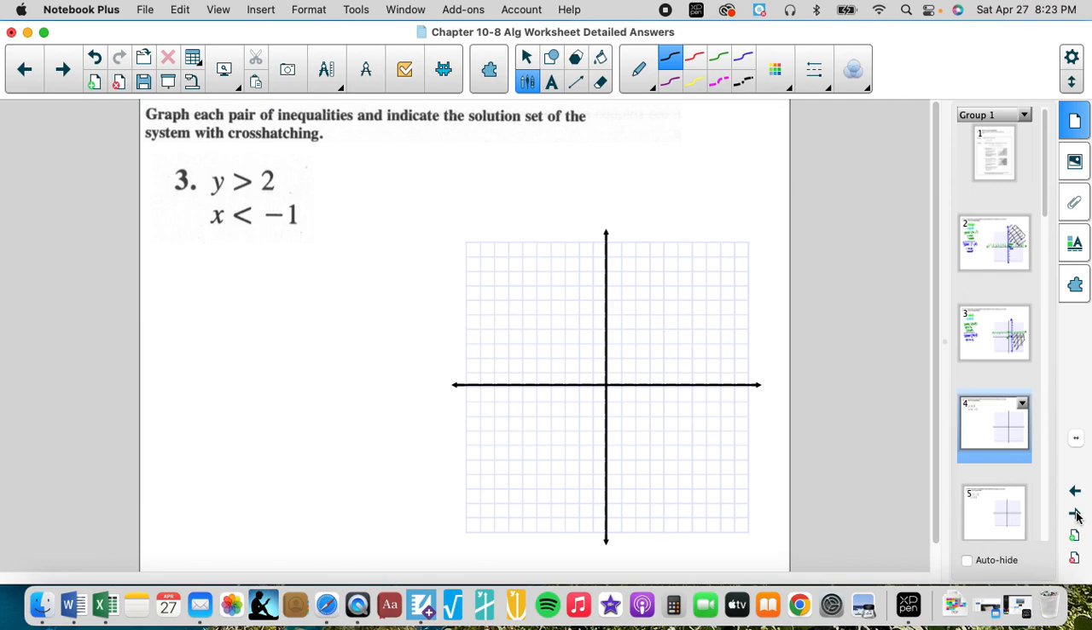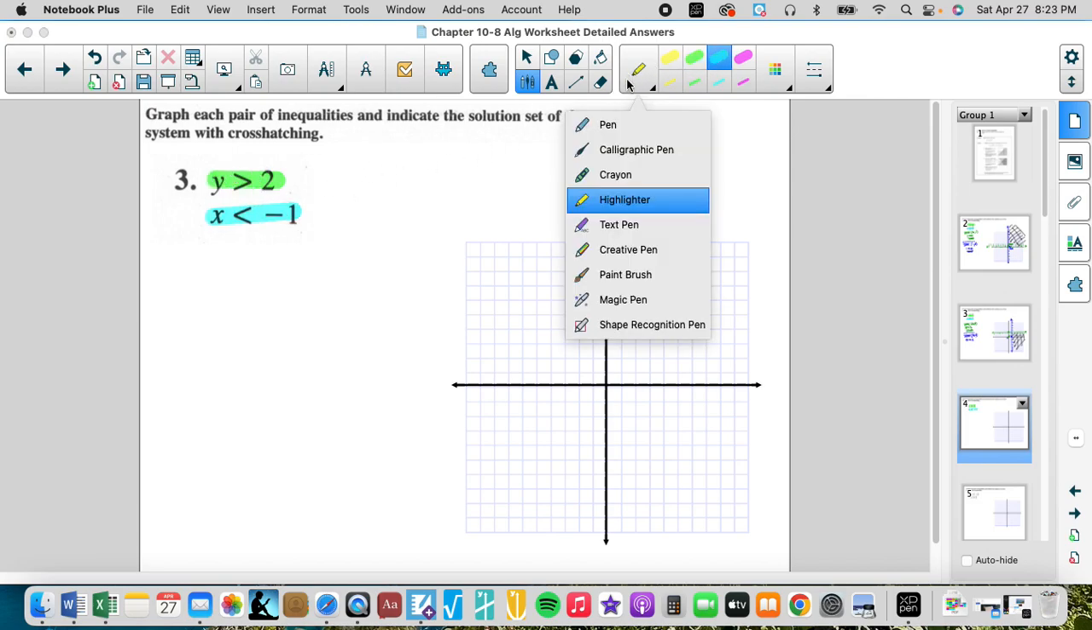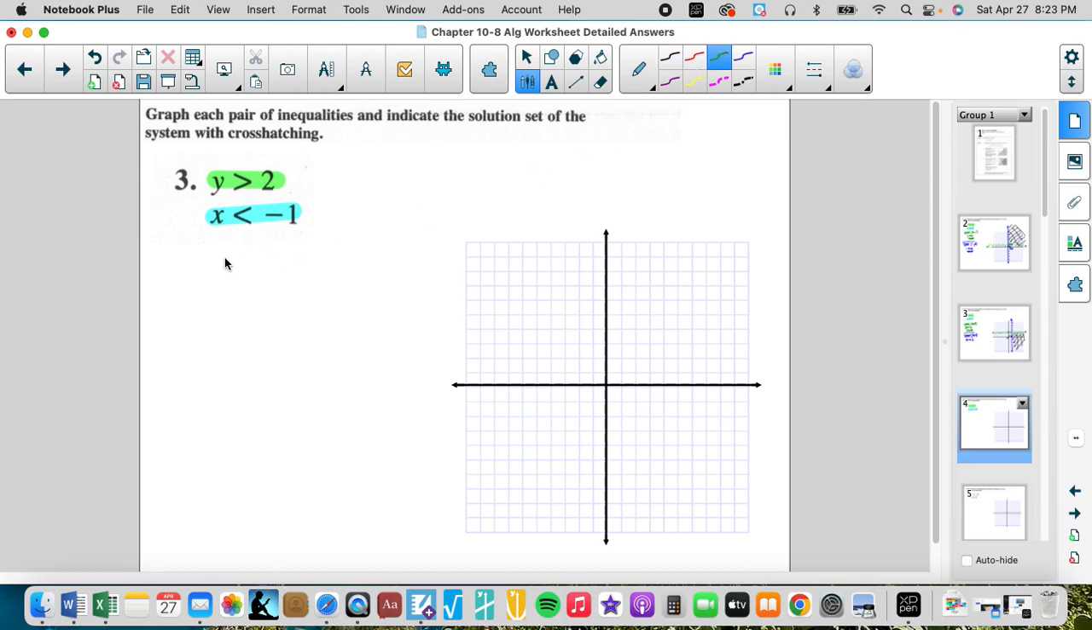I really don't enjoy the horizontal and vertical. Whatever. Green, blue, green: y is greater than 2, so the y-axis is 2. That's going to be an open circle, dotted along that horizontal line. Let's shade. So we're going to test 0, 0. My y value is 0.